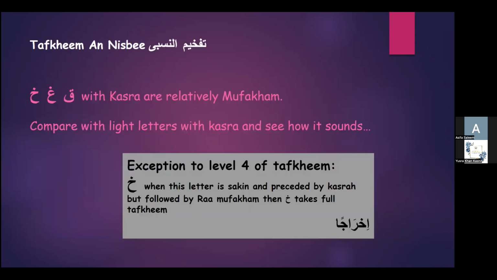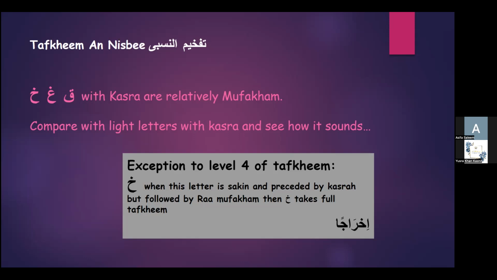In the tafkheem nisbi we learned that the letters qaf, ghain, and the kha, when it gets a kasra under it, their heaviness decreases and they become relatively mufakham. So their heaviness can be compared by comparing it with the light letters. We can see the letters qi, ghi, and khi, even though they are relatively heavy, they still have the heaviness. They are not light letters, even though their heaviness decreases to a large degree.